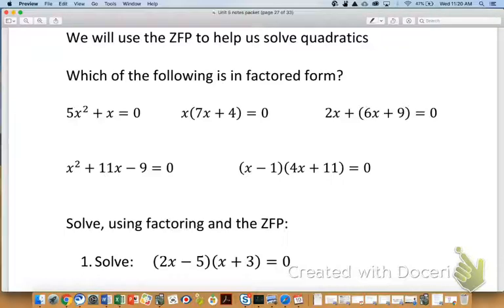So somebody has gone ahead of you and they factored it, or in some cases they have not. Factored or not. It might not be surprising to hear, but in order to use the zero factor property, I'll say it again, zero factor property, you have to have a factored polynomial. It's got to be in factored form. So that's why we're looking at this.